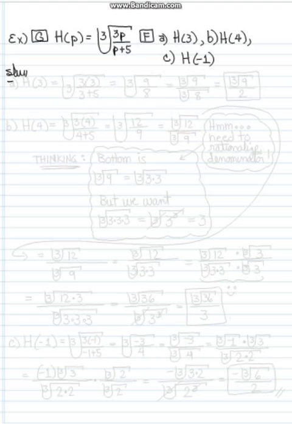Okay, let's look at part A. H of 3, just substitute in: cube root of 3 times 3 over 3 plus 5. So it's the cube root of 9 over 8. Now bust this up on the top and bottom: cube root of 9 over cube root of 8. All right, now we have to get the radical out of the bottom.